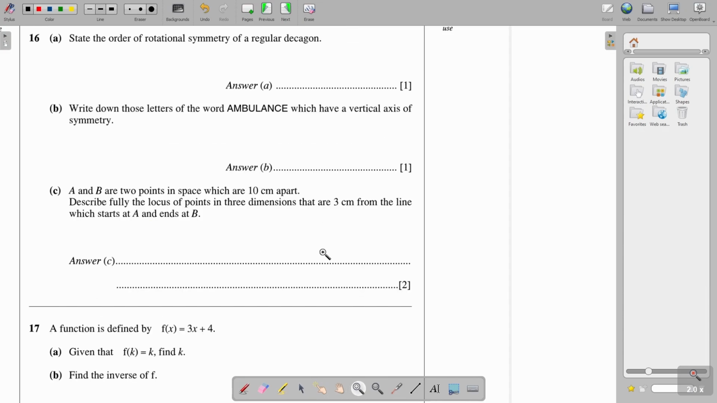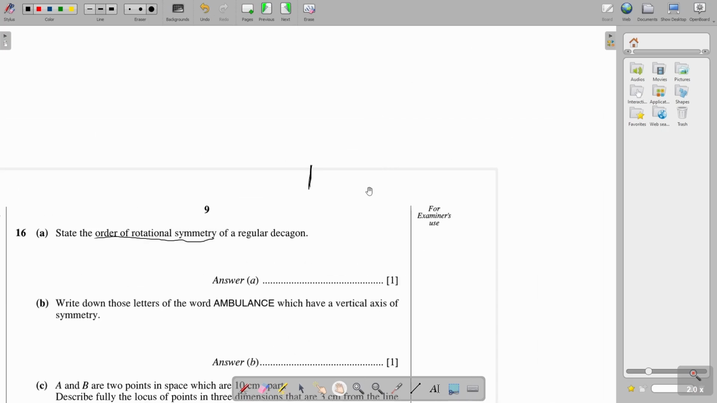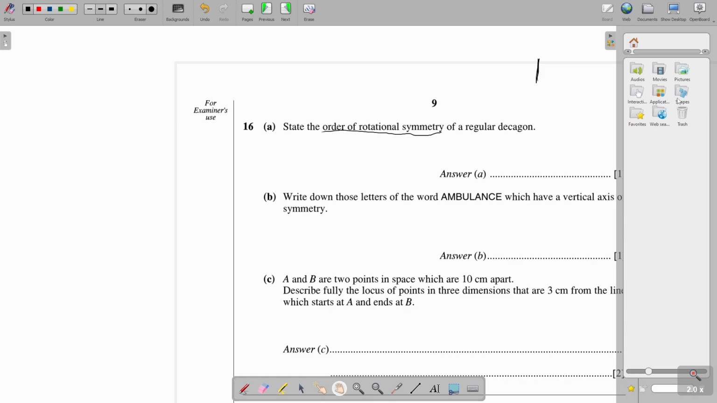Okay, let's do questions 16 and 17. State the order of rotational symmetry of a regular decagon. So the order of rotational symmetry is basically how many times you can rotate a shape so that it still looks the same. Let me see if I can find a decagon here. A decagon is a 10-sided polygon. You really need to remember these, or just know what each of the Latin numbers mean.